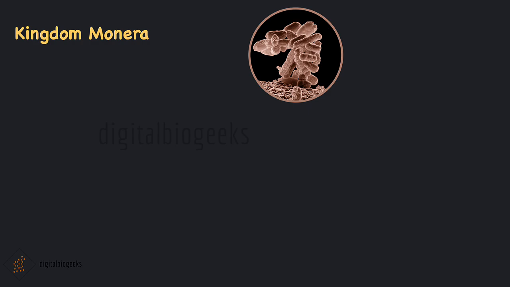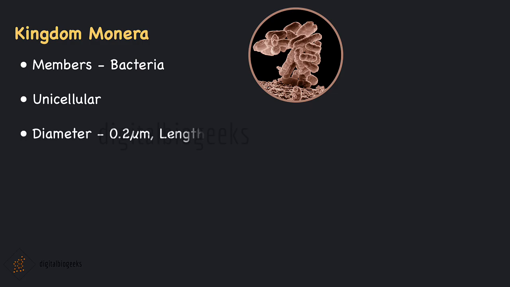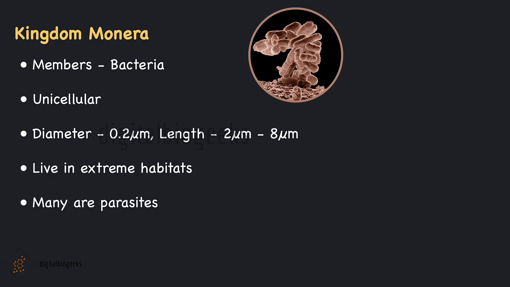Kingdom Monera. Bacteria are the members of this kingdom. They are unicellular organisms and are 0.2 μm in diameter and 2 to 8 μm in length. They can live in extreme habitats like hot springs, deserts and deep oceans. Many of them live inside other organisms as parasites. As per the research, around 39 trillion bacteria are there in an adult human body.